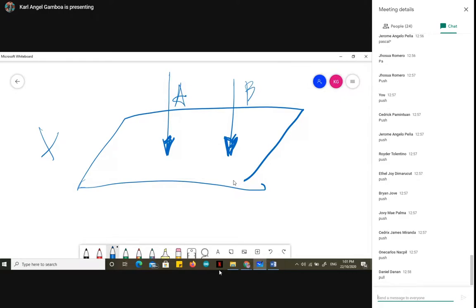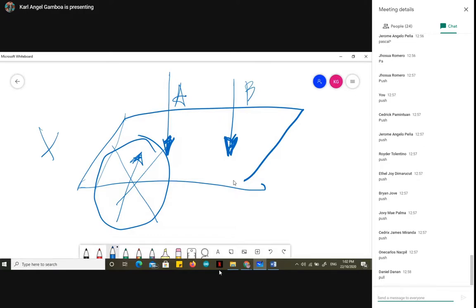Pero guys, for example, ayan, may humilata na force dyan, naka-angle. Hindi nyo ma-visualize, no? Imagine nyo guys, ito tabla yan, tabla. Ito, patayo yung isa. Ito, nakahiga. Okay? So, this is not now coplanar with these two forces because they are not lying at the same plane.